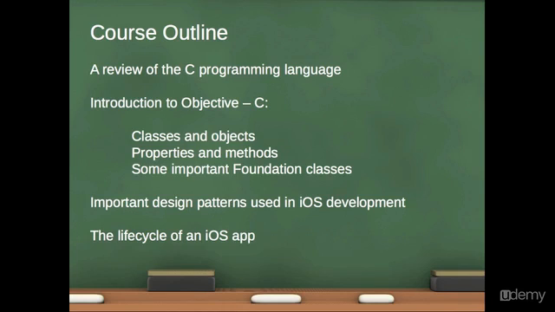So what are we going to cover in this course? First thing we'll do is review the C programming language itself. Then we'll have an introduction to Objective-C. We'll talk about classes and objects. We'll talk about properties and methods. And we'll talk about some important foundation classes that are found in the iOS operating system libraries. We'll also talk about some Objective-C constructs, like categories and extensions and protocols. And so we're going to have a very good introduction to Objective-C as a foundation for the rest of the course. We'll talk about some important design patterns that we rely on as we develop these applications. And then we'll also talk about the life cycle of an iOS app.